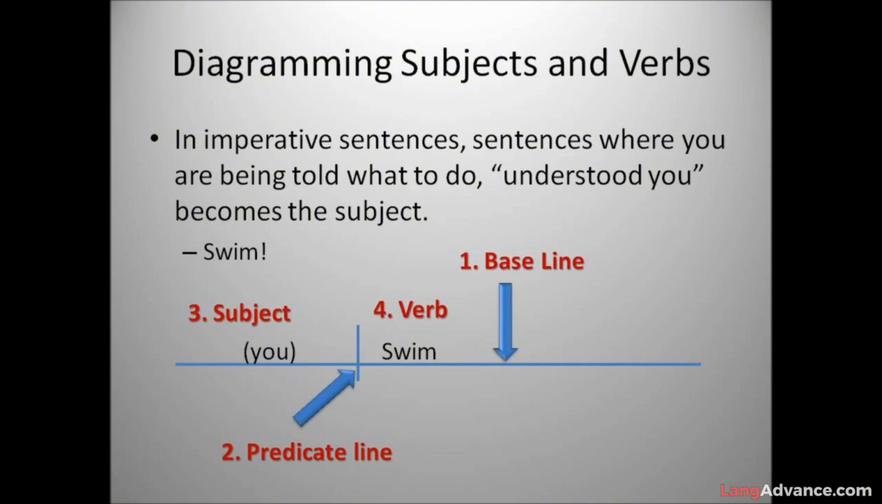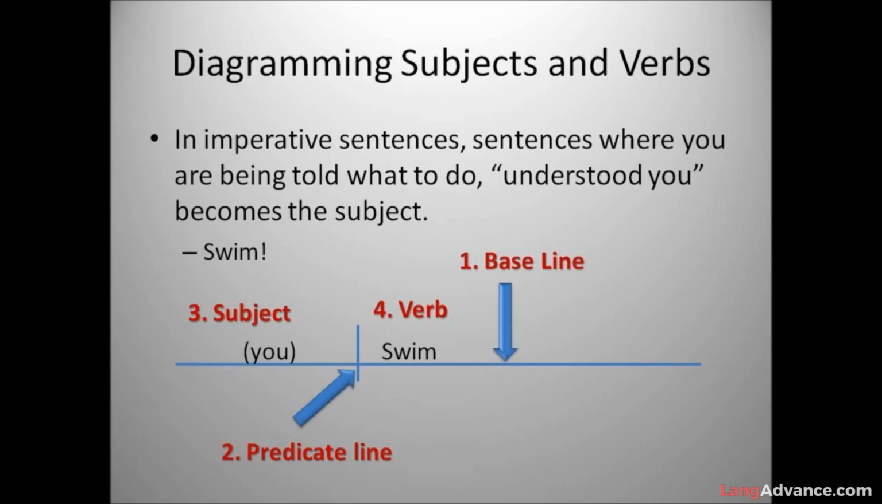For another example, in an imperative sentence, or a sentence where you personally are being told what to do, we call that understood you. That is a type of pronoun, so it does stand in as a subject. So if somebody shouted to you, swim, right? You would be the understood you, the subject of the sentence. And so in order to show that the word you doesn't literally appear in the sentence, so that anybody looking at your diagram would know, you place that word you in parentheses, okay? So you in parentheses stands for the understood you of an imperative sentence. And swim is the verb.